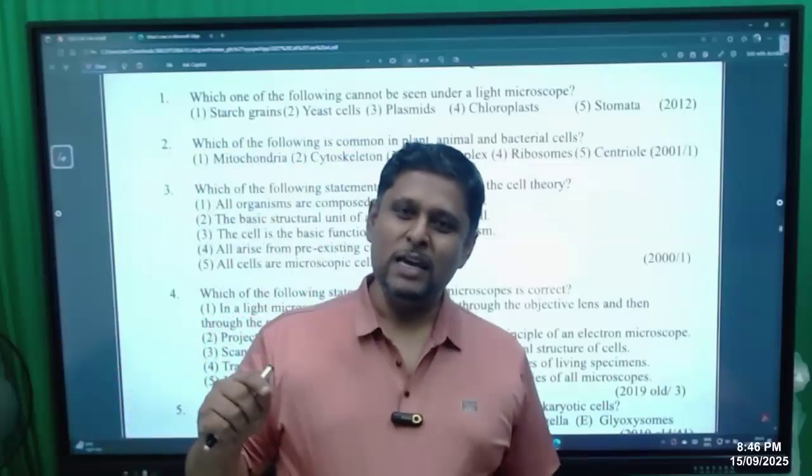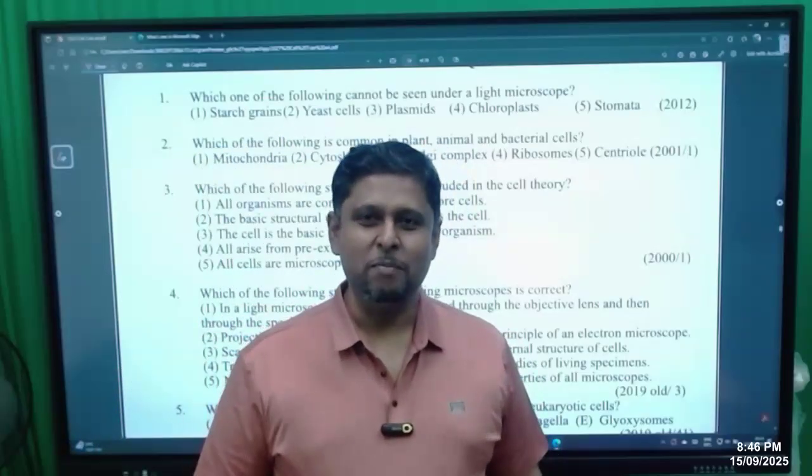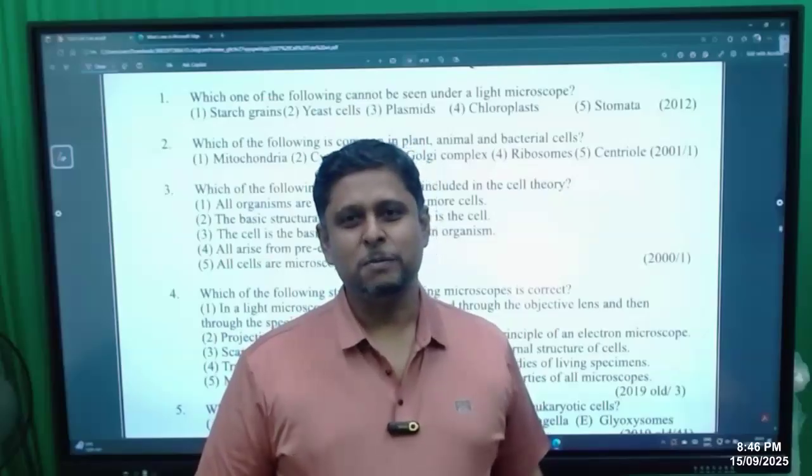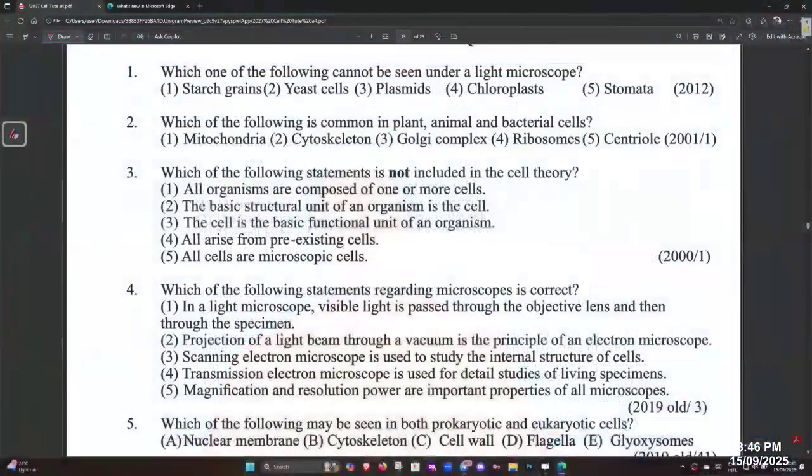Plasmids are structures present inside bacteria, and there is no way for you to see a plasmid because even a bacterial cell is not clearly visible. So therefore starch grain is wrong, yeast cell is wrong, plasmid is correct, and the stroma of the chloroplast cannot be. So that was one of the past paper questions. You found the answer now.